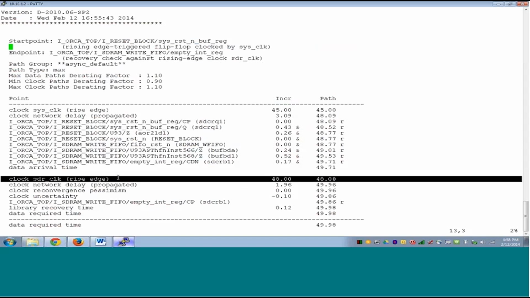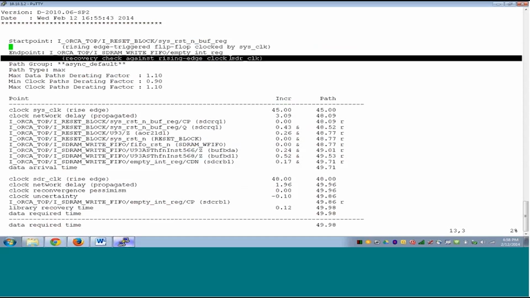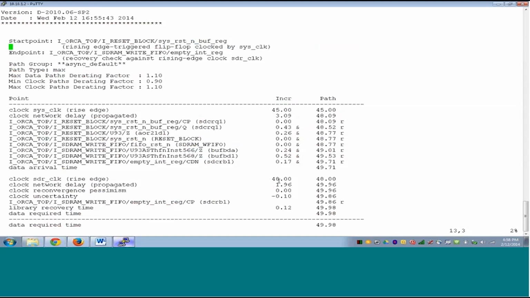For hold, if you do not specify any waveform, and since the edges are coming at 0 and 0, the checking will always be performed at 0 and 0 in most of the cases. But don't take my word for it. Draw the waveform on paper yourself. Convince yourself that if the sys clock is launching and the SDR clock is capturing, PrimeTime has done a correct job of doing 45 and 48.